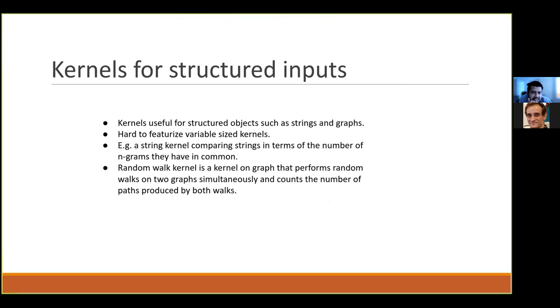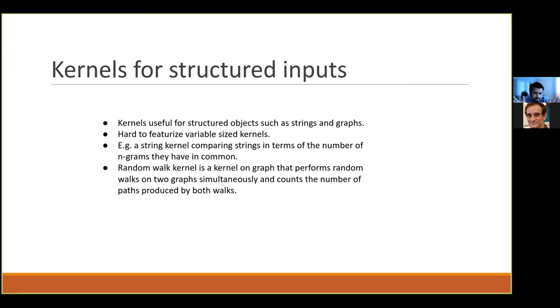So again, here kernels for structured input. What are structured inputs? Structured inputs are those that have some sort of structure, like strings and graphs, which are not purely random. We can use these structures to infer further knowledge about the inputs. Kernels are useful for mapping structured objects, but it is hard to featurize variable-sized inputs. Strings can have variable length, but the feature vectors have to be fixed. So that's what it means.